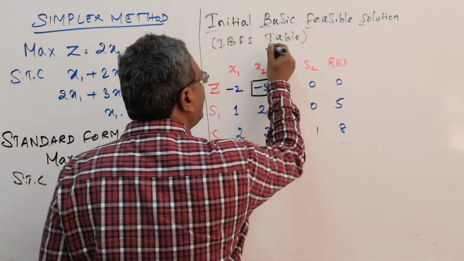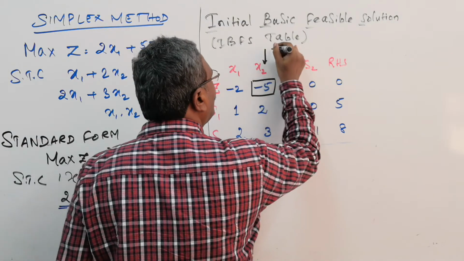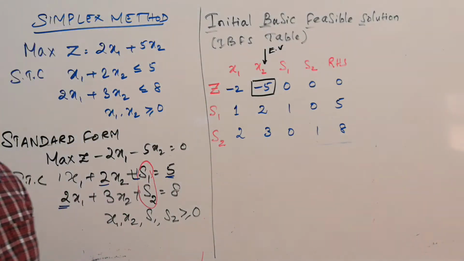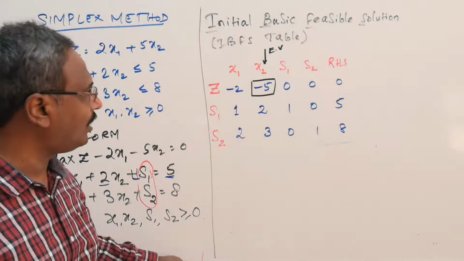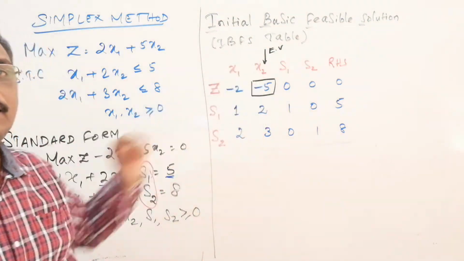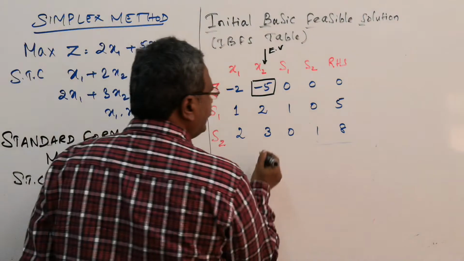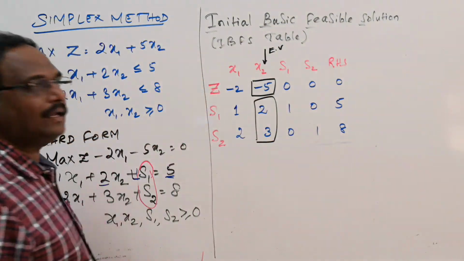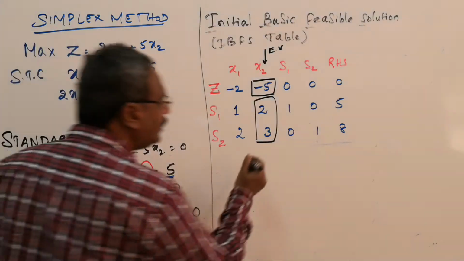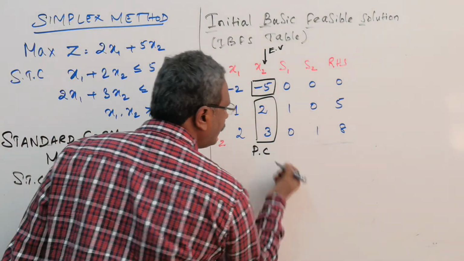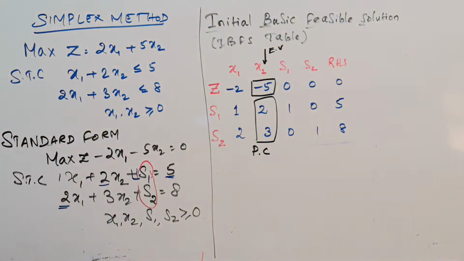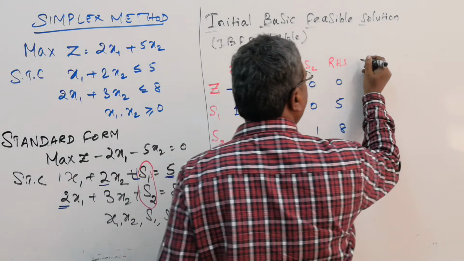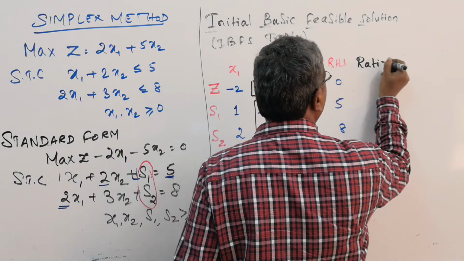The corresponding variable, x2, is called entering variable. And then the corresponding values are called pivotal column. This is called pivotal column. Now using this, we are going to find the ratio.